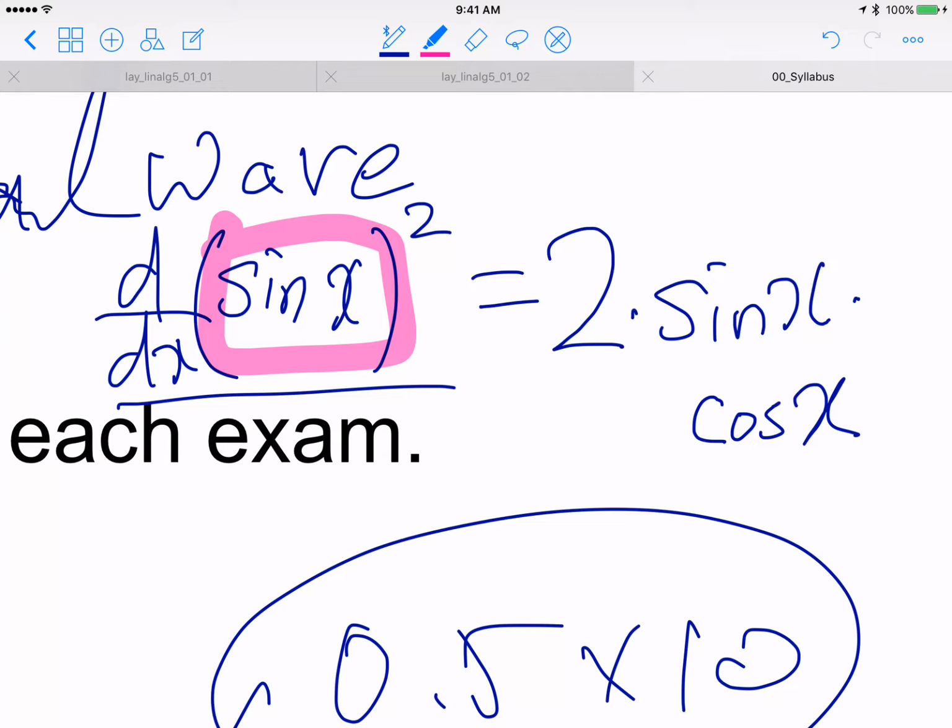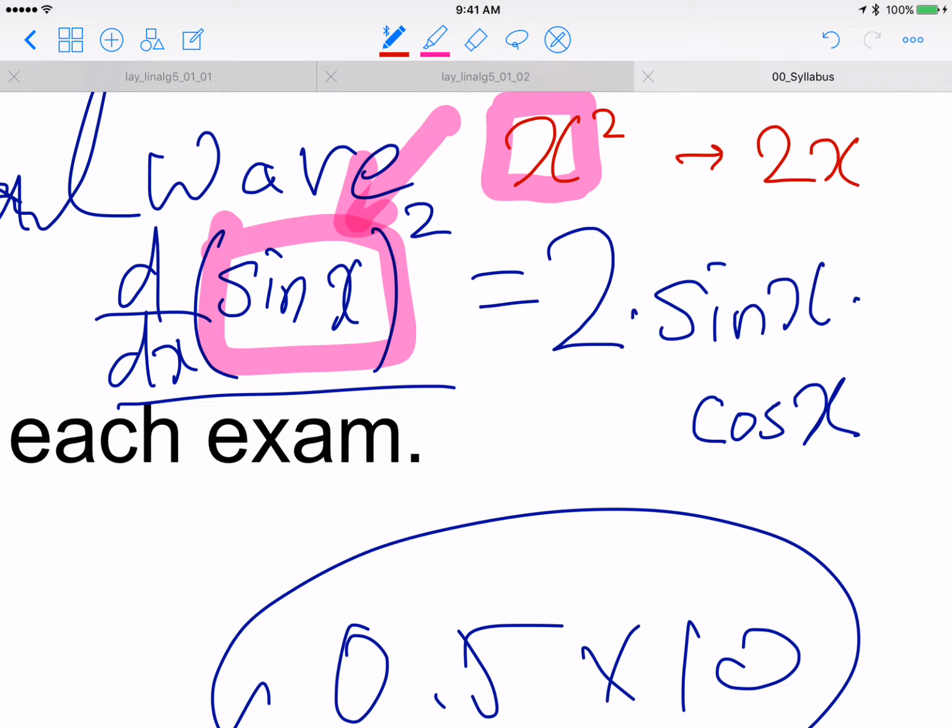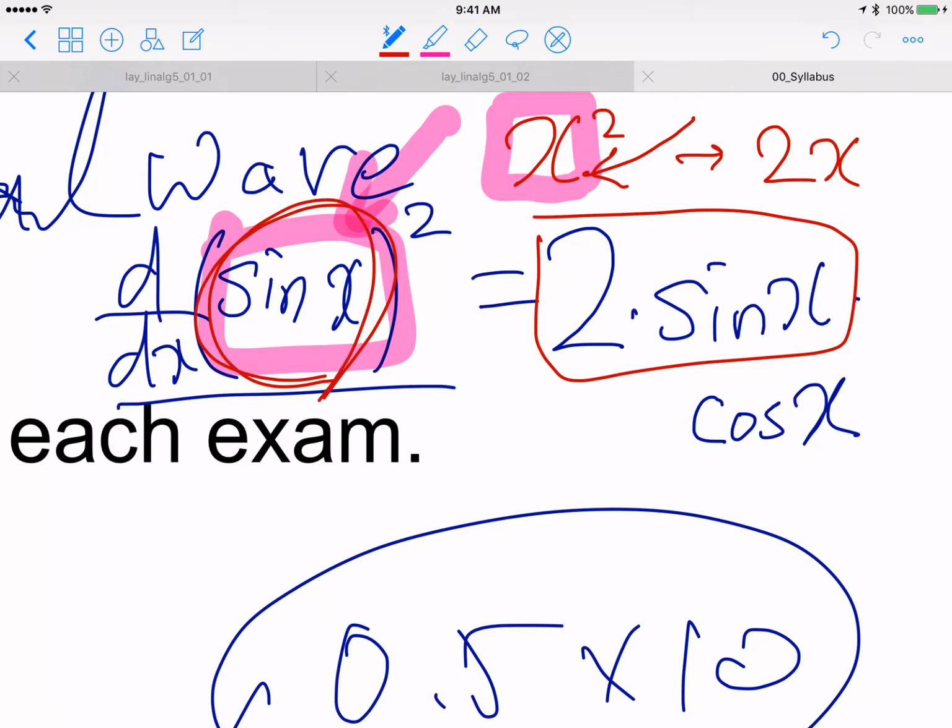So, when taking the derivative, we first treat this pink box as just a single variable, like x squared. So here, x corresponds to this pink box. And then we take the derivative, and we know the derivative of it is 2x, and that's why we have this 2 times sine x. And then now we go deep into this pink box. The pink box is not actually x, but it's actually sine x. And so we further take the derivative of it and then multiply it with the previous part, right? So this is the answer.